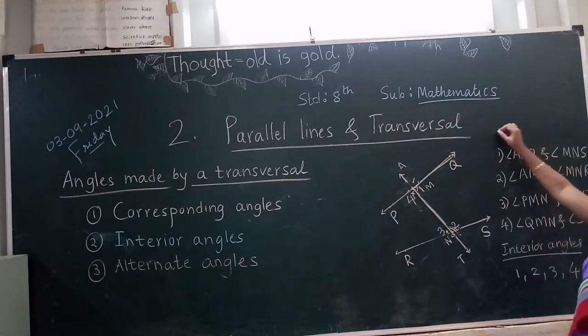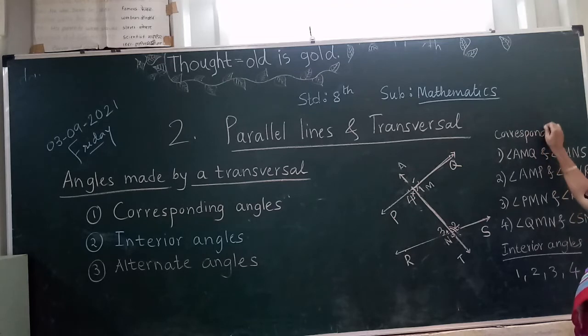And the previous ones are the corresponding angles: in the same direction on the same side of the transversal. What about these? In the same direction but inside the transversal, or inside the lines. Such angles are called interior angles.